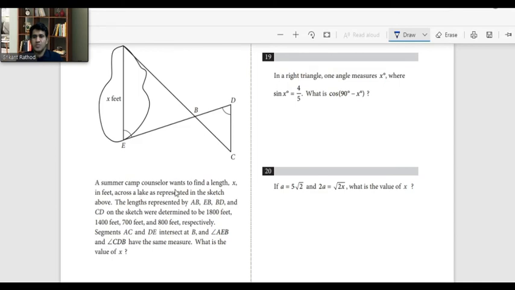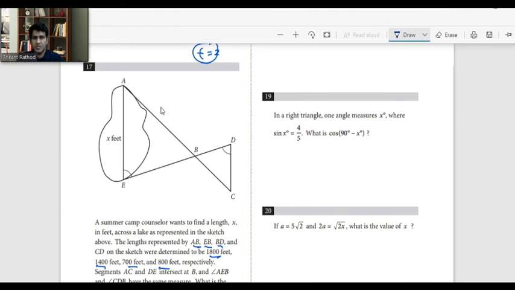A summer camp counselor wants to find a length x in feet across the lake represented in the sketch above. The lengths represented by AB, EB, BD and CD on the sketch were determined to be 1800 feet, 1400 feet, 700 feet and 800 feet. So 1800 feet is basically representing AB. So where is the AB here?